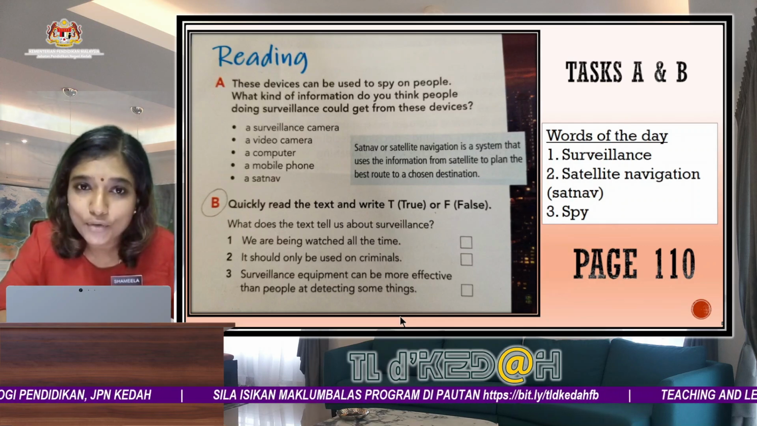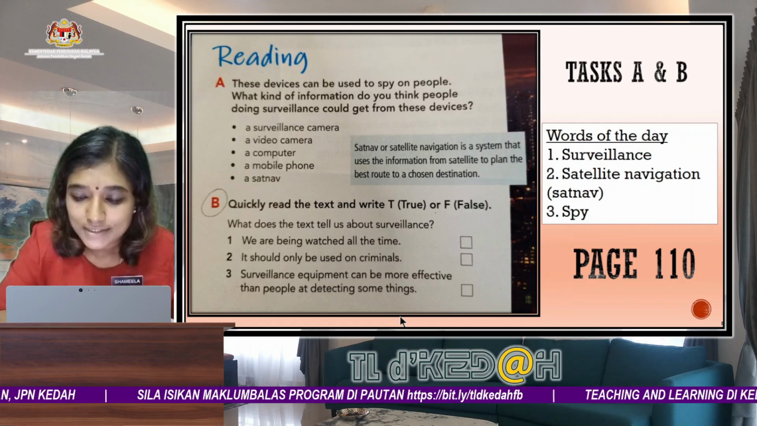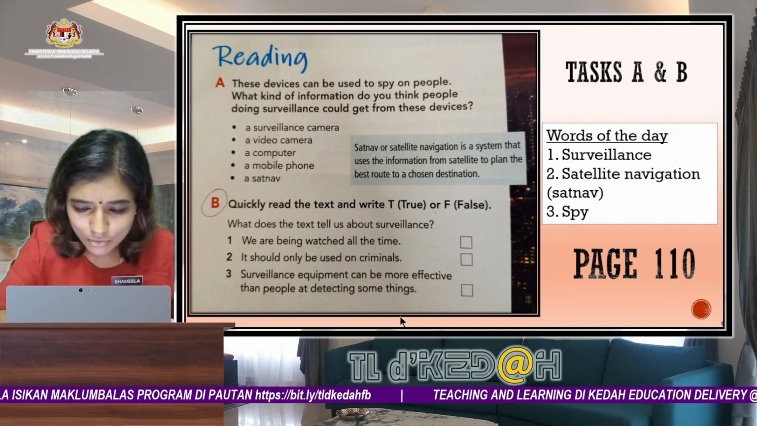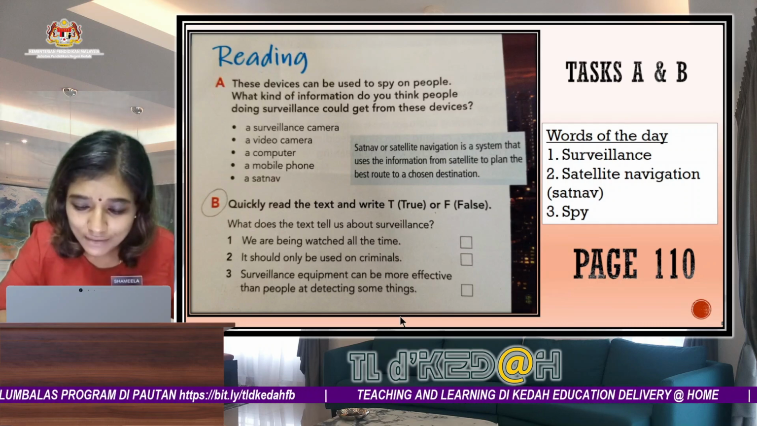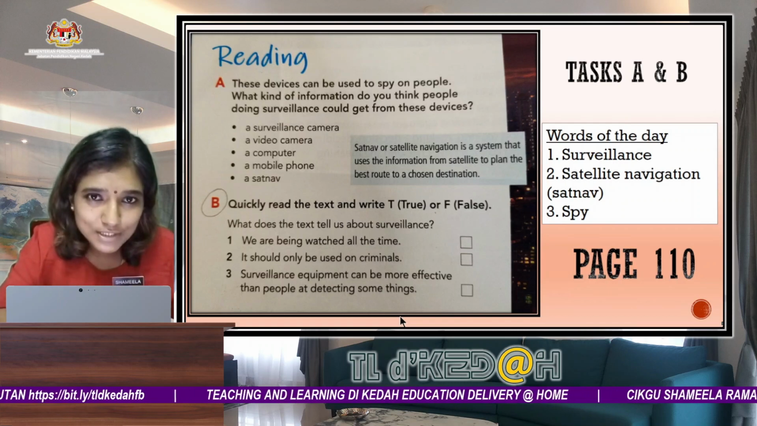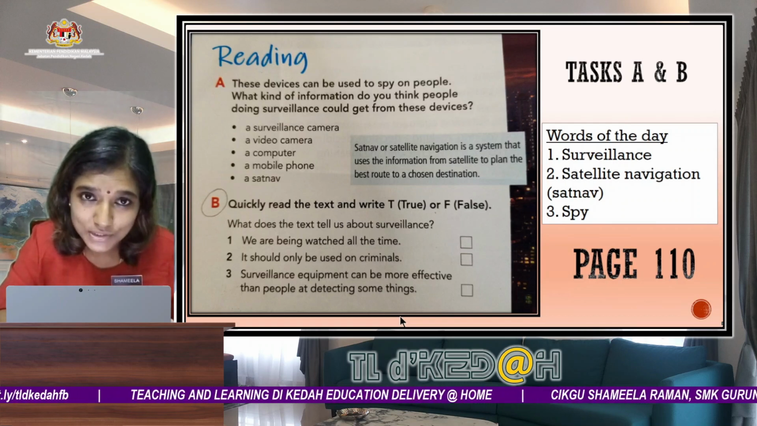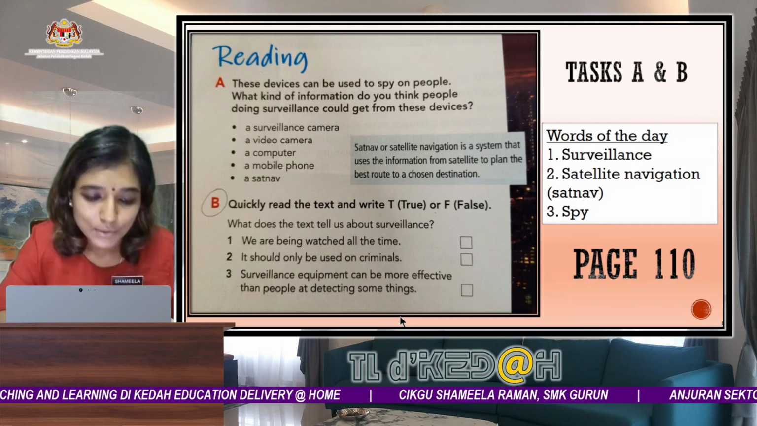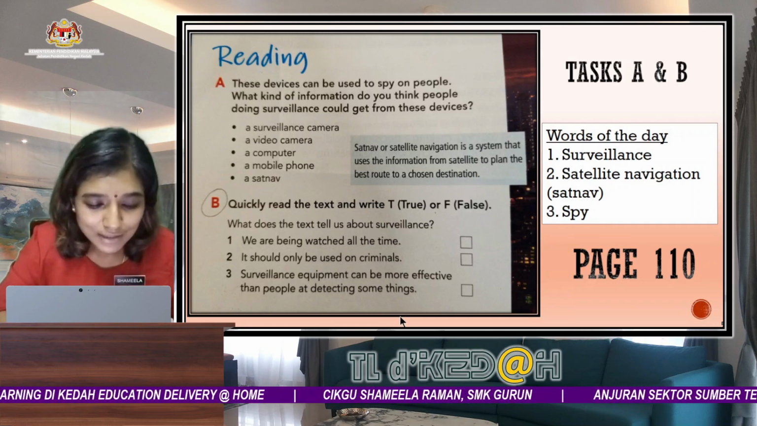So that's why I've put the words of the day: surveillance, satellite navigation, or more commonly called sat-nav, and spy. So all these are keywords from the question, and we're linking them with the answers. Okay, so that's all. It's just for discussion.